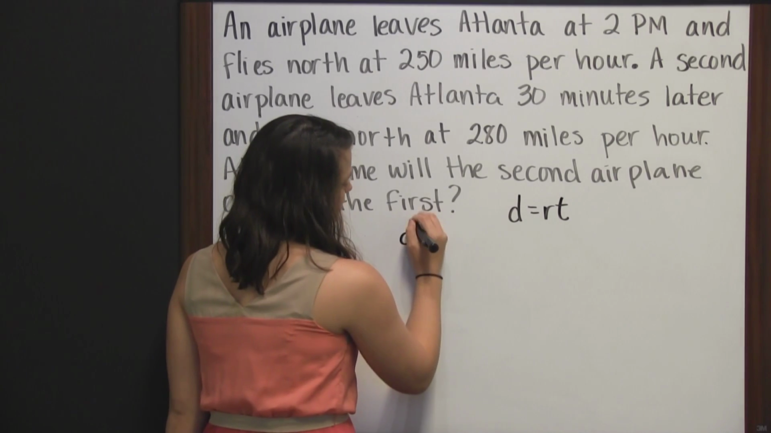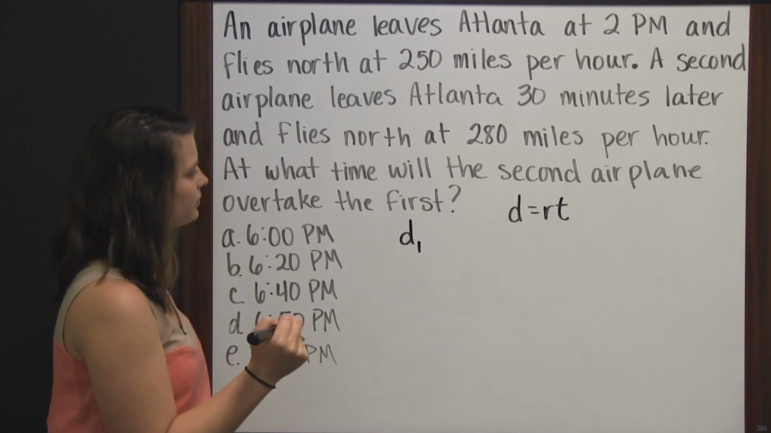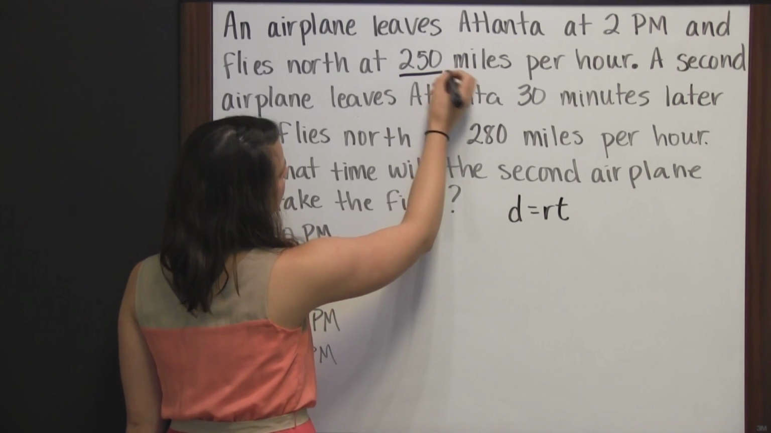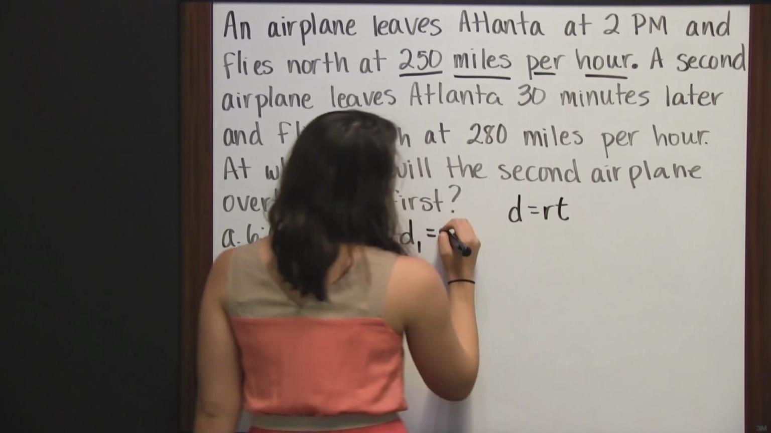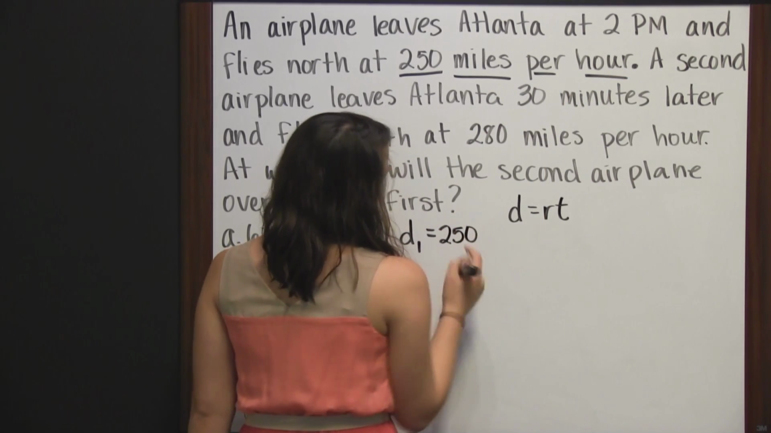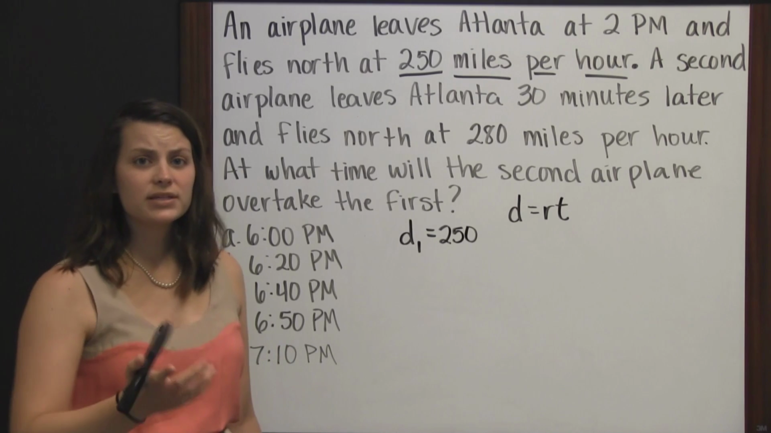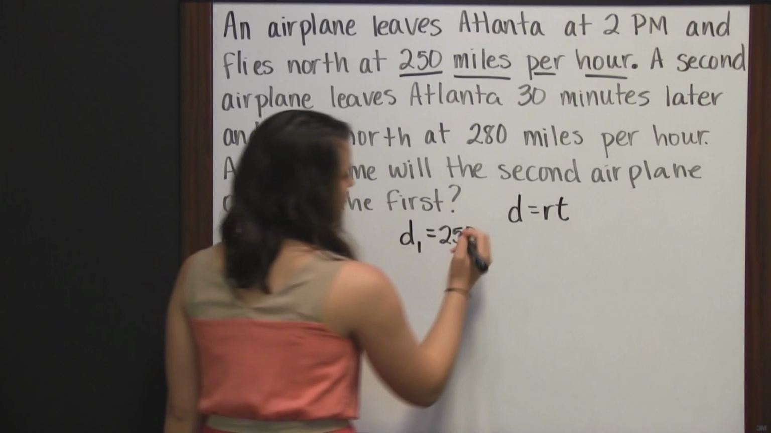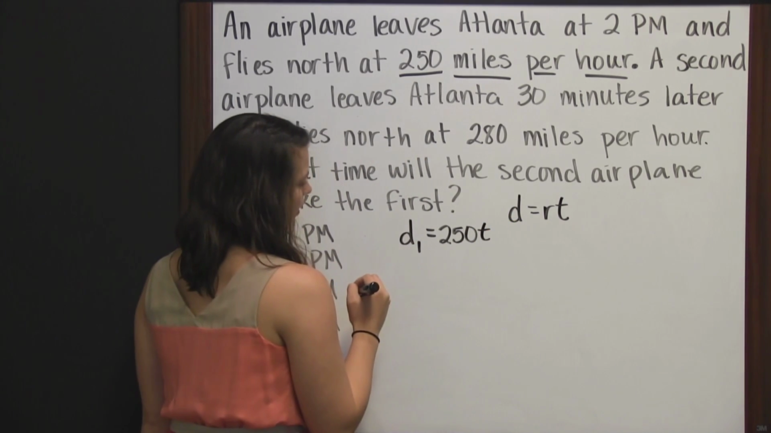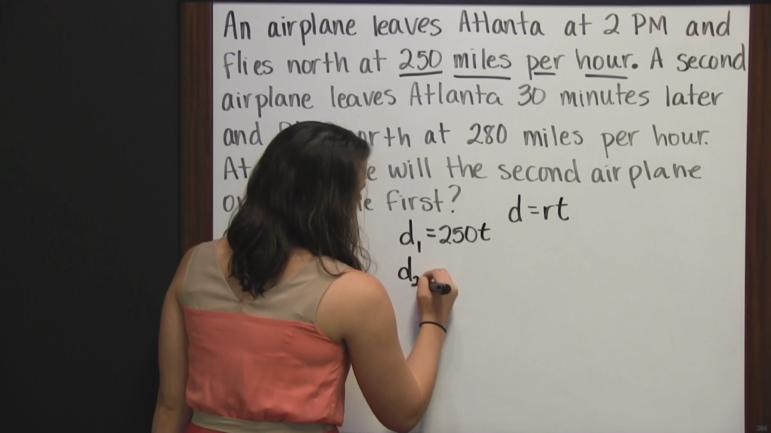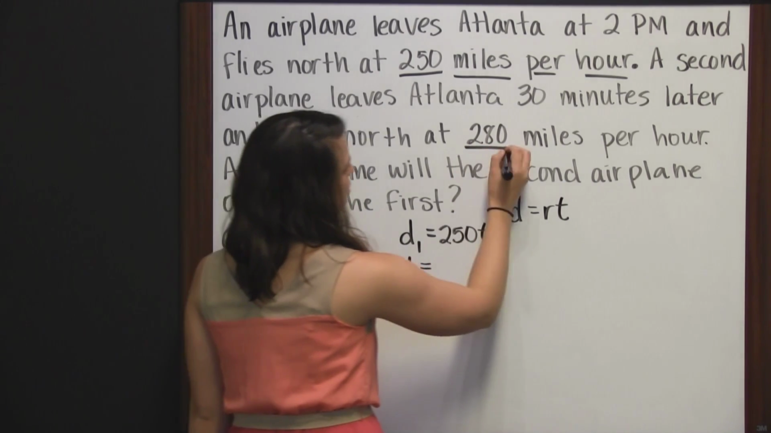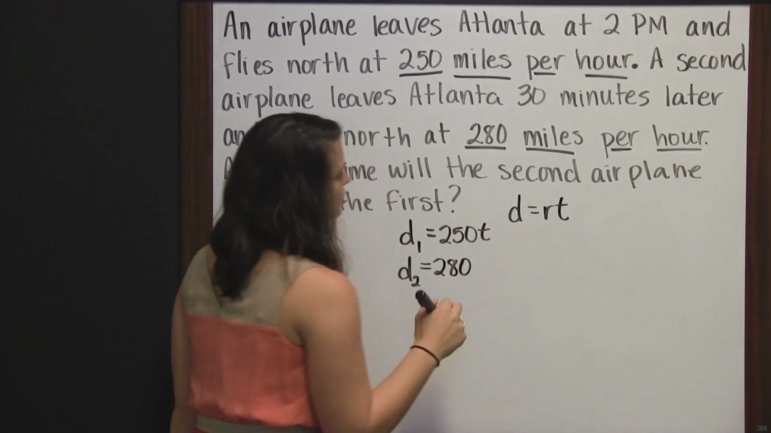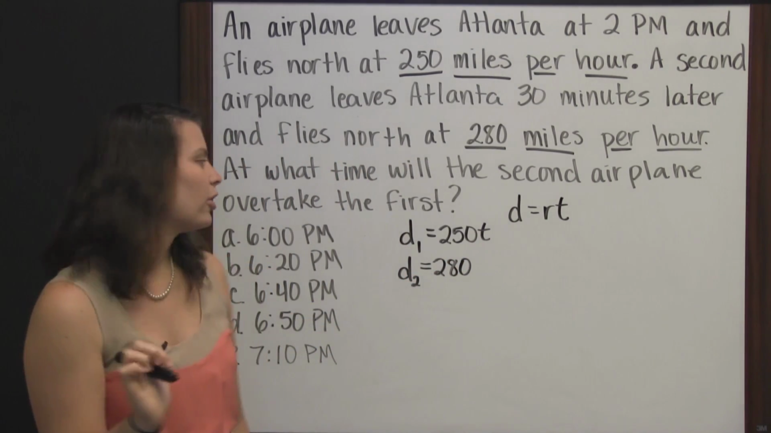So first, let's find the distance for the first airplane. The rate of the first airplane is 250 miles per hour. So 250 times, and then all we know is what time the first airplane left. We don't know how long that airplane flew. So we've got to use T for time there. Now the distance for the second airplane, the rate is 280 miles per hour.